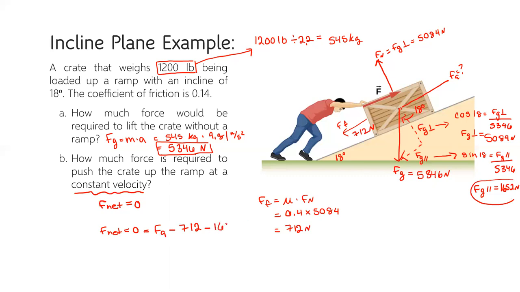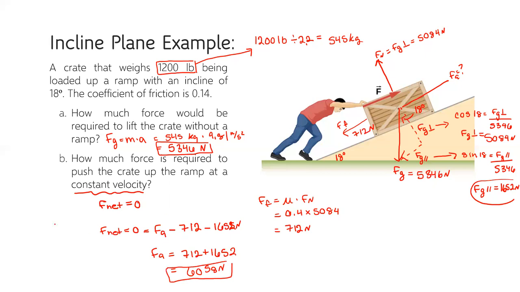So 1,652 newtons. So the force applied is going to be equal to 712 plus 1,652. You can do all the rearranging on that. Basically, we're just adding the two pieces together because when we take them across the other side of the equal sign, their signs will change, and that gives us a total of 6,058 newtons.